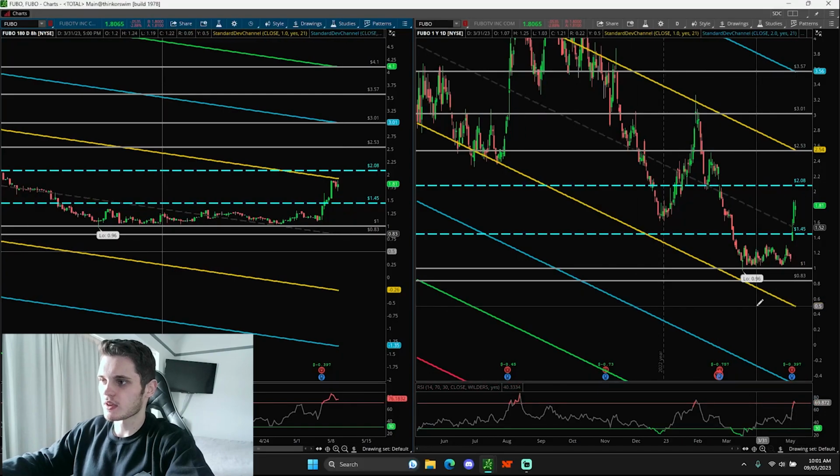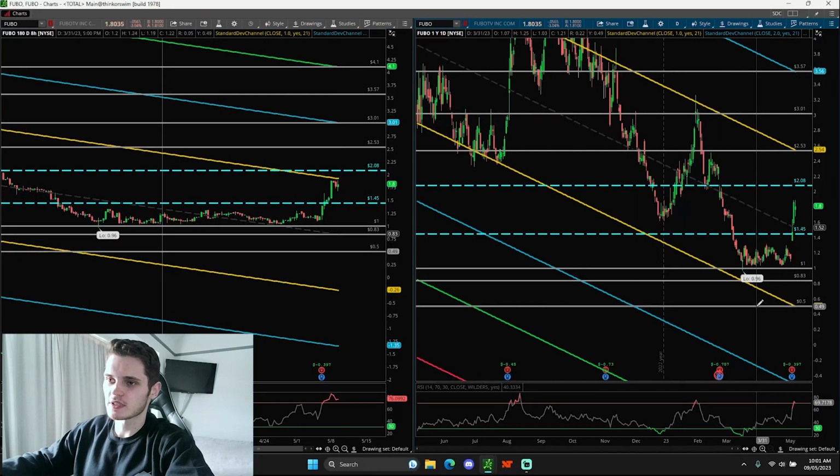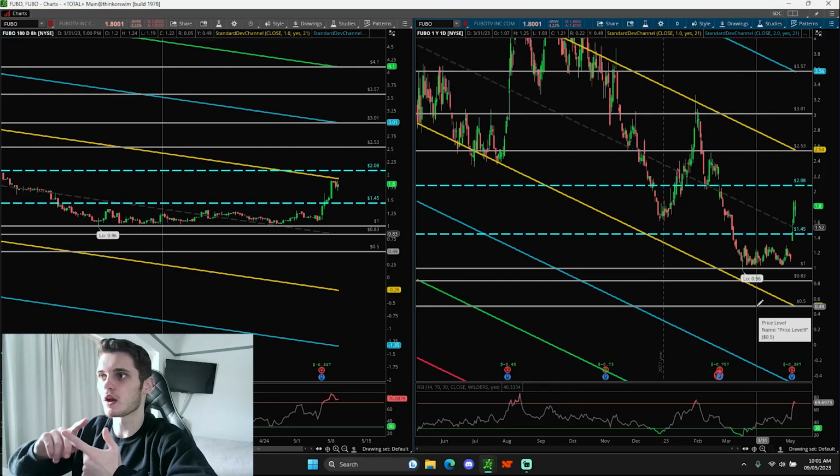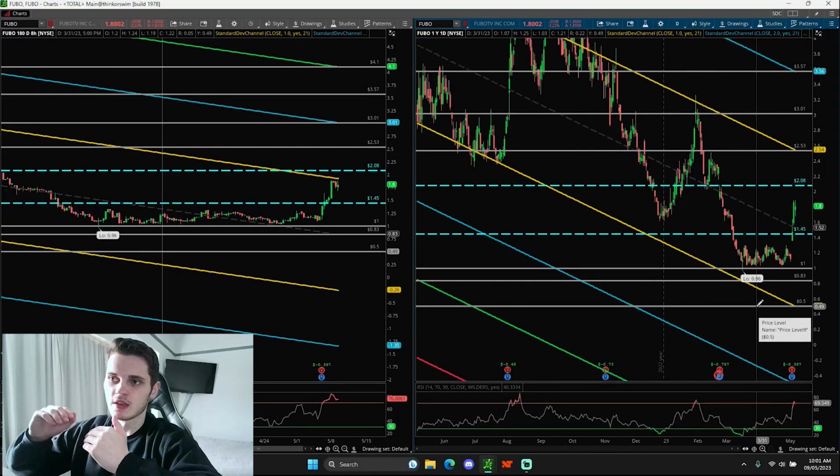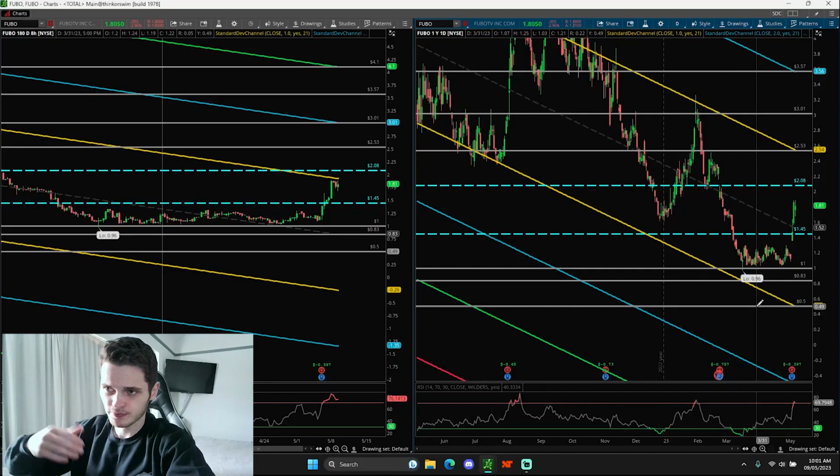And if we broke that, then our next support is around 50 cents, which is not only a psychological level, but our first deviation on the 1 year. So these are going to be the key main supports and resistances I'm paying attention to. Again, I think this will be an easy trade if we go to the upside.